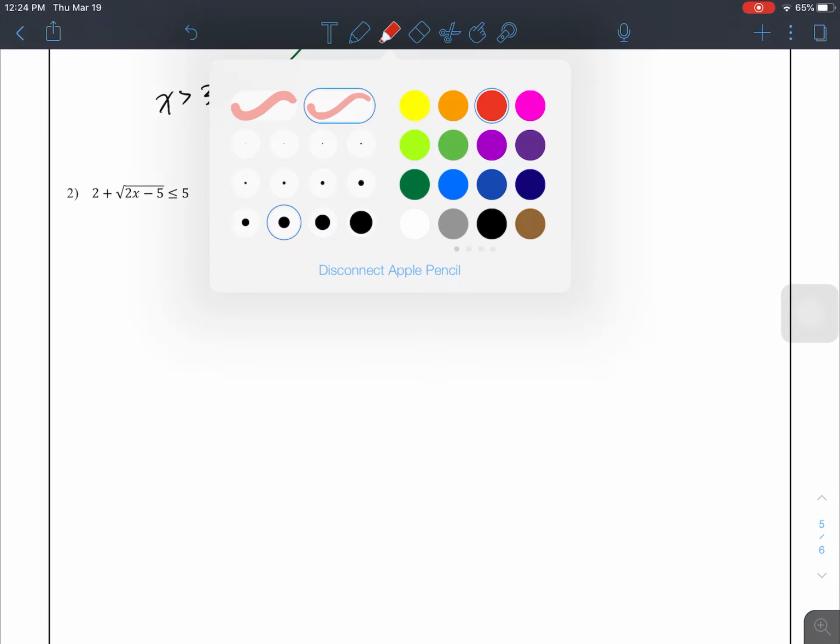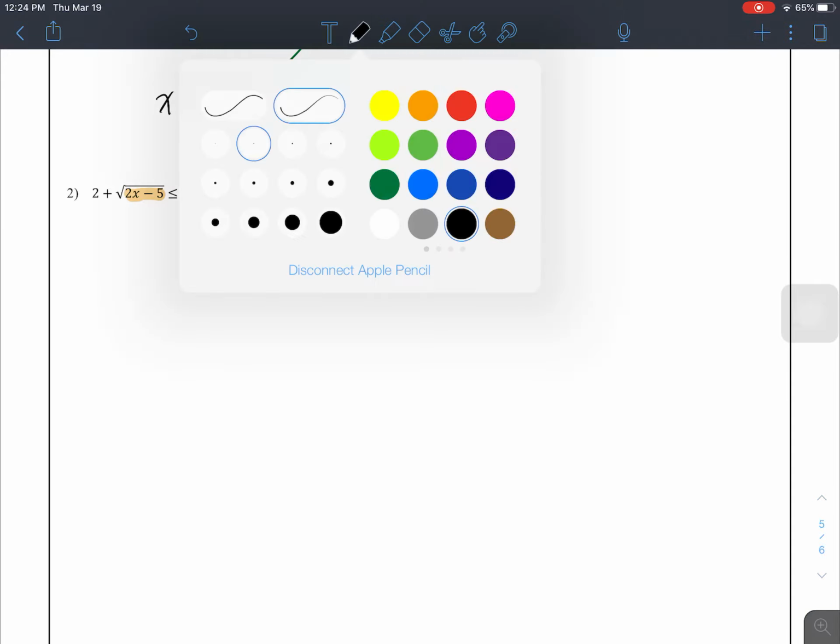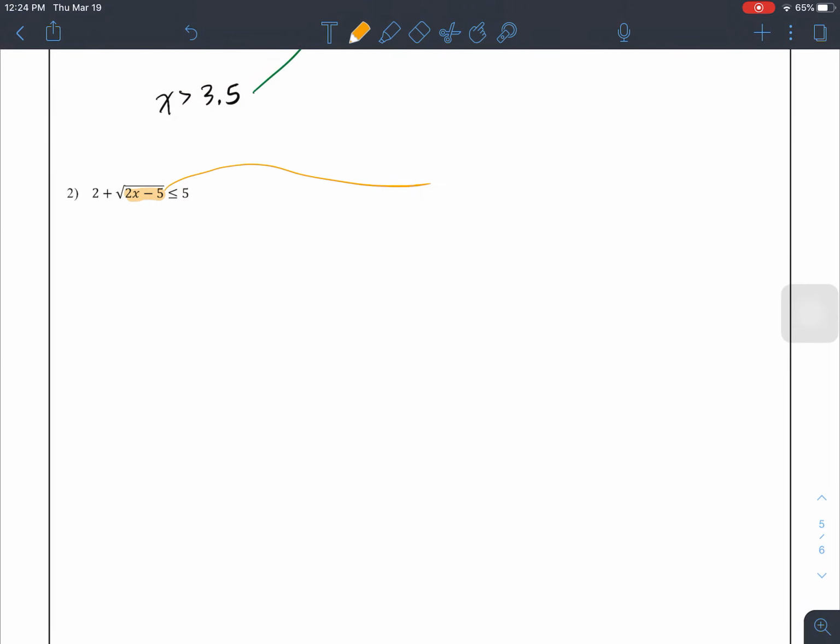So let's look at number 2. Before I'm tempted to solve it, before I'm tempted to begin, I better look at this 2x minus 5, and I need to find what values work. So 2x minus 5 greater than or equal to 0. 2x is greater than or equal to 5. X is greater than or equal to 5 halves. If you like the fraction like I do, use the fraction. Since halves are not bad as a decimal, I can say 2.5.